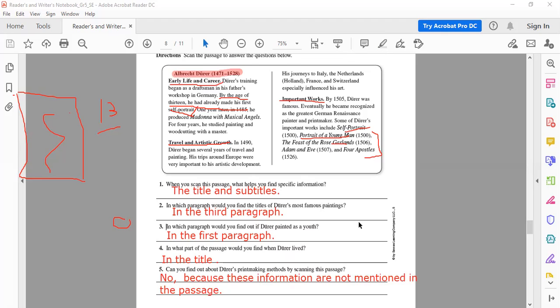I finished. Okay, that's great. If you finished, go for the next page and silent reading for the passage. Finished. Finished. That's great. Finished.